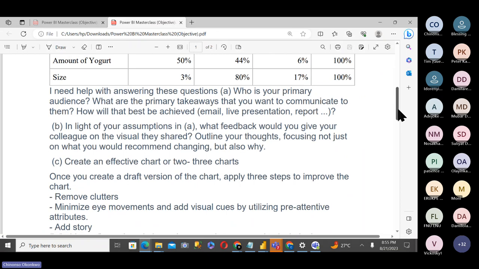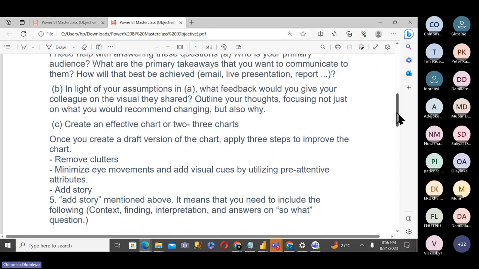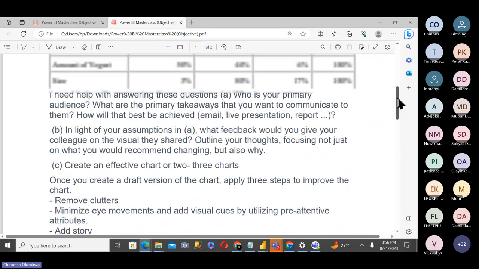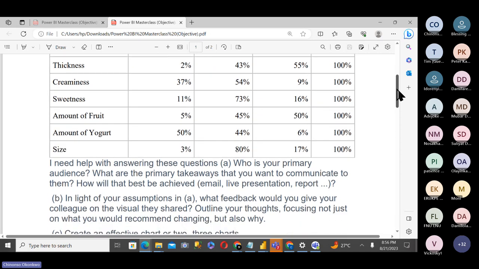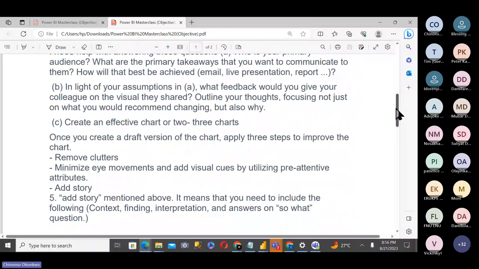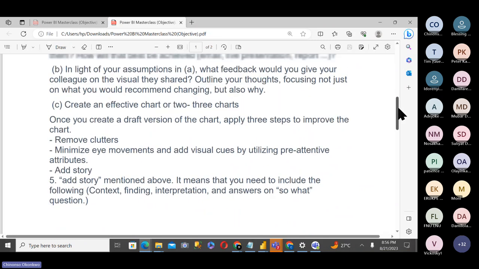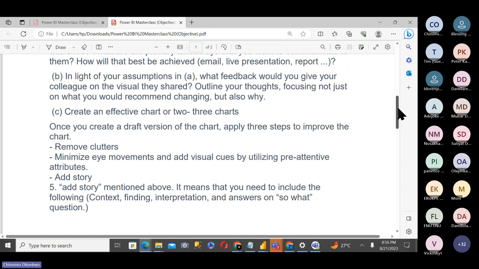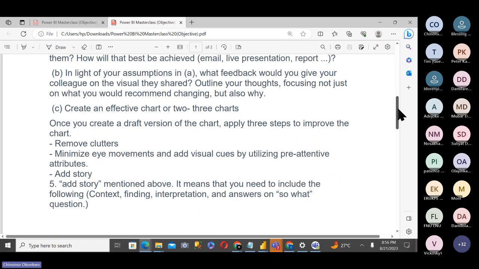So we've identified our primary audience, the head of product. What feedback would you give your colleague on the visual they shared? There's not enough insight to be gotten from this. Outline your thoughts, focusing not just on what you recommend changing, but why. I recommend using this chart because it will help them focus on what matters, which is the yogurt and the thickness of our product, which people are complaining is too thick, so they should reduce the amount of fruit.